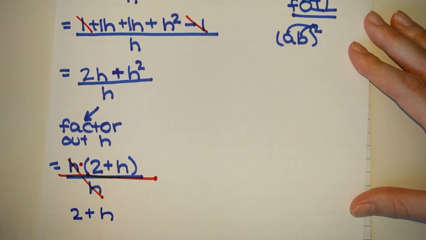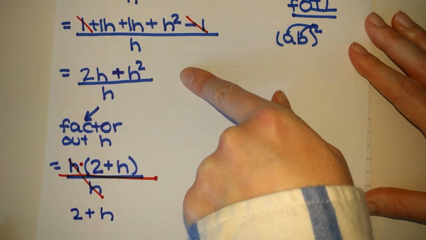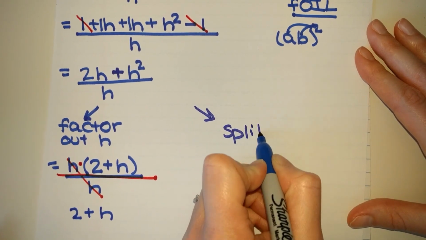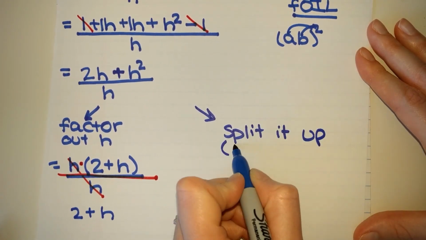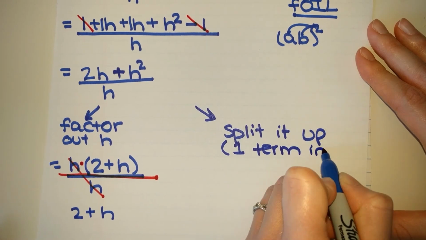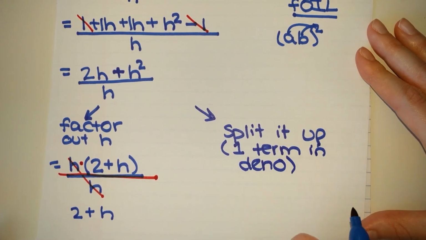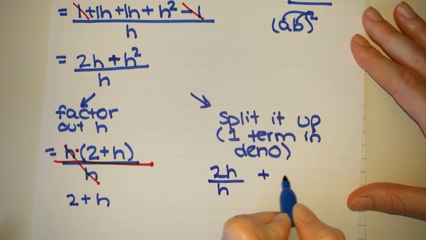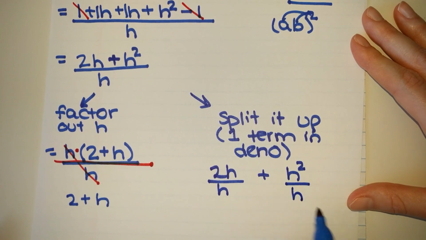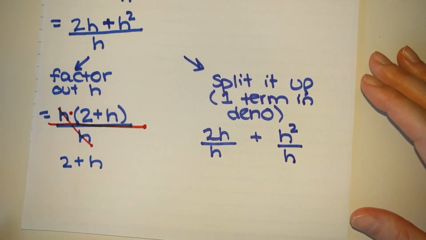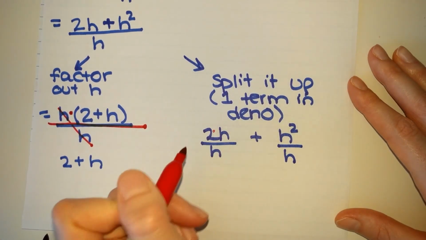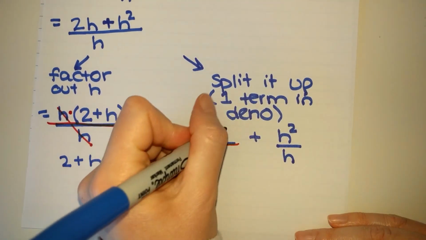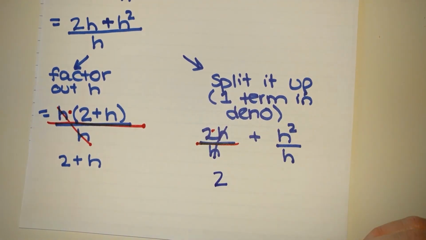Okay? Now, another way that you could proceed from this step is, instead of factoring out the h, you could have decided that you're going to split it up because you have a common denominator. There's 1 term in the denominator, so you could say, okay, I'm going to split this up into 2 separate fractions. So if I did that, I would have 2h over h plus h squared over h. Now, at that point, you could then say that the 2 is being multiplied by h, so that multiplication will be undone by division, and you can cross out these h's and say that it's 2.